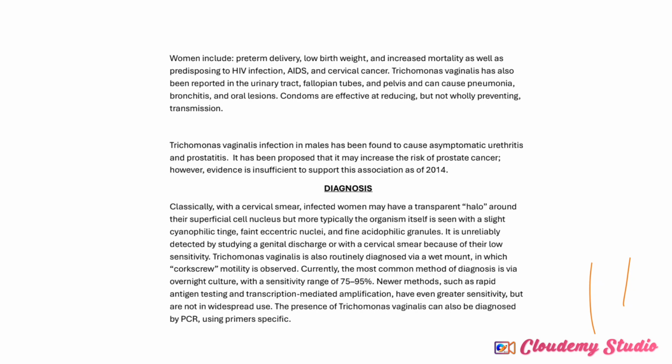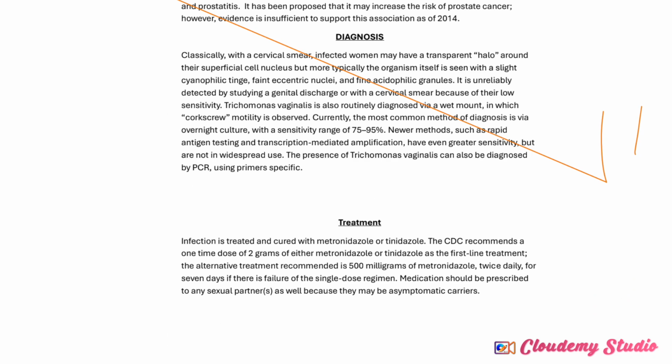Now, how about the diagnosis of this disease? The diagnosis of trichomoniasis. Classically, with a cervical smear, infected women may have a transparent halo around their superficial cell nucleus, but more typically the organism itself is seen with a slightly cyanophilic tinge, faint eccentric nuclei, and fine acidophilic granules. That is how they are presented under the what? Under the observation. You understand?